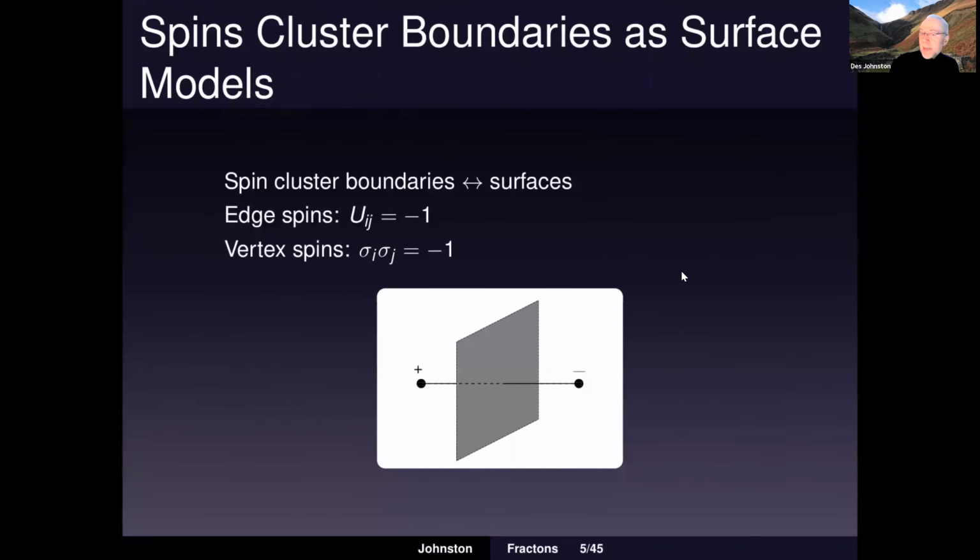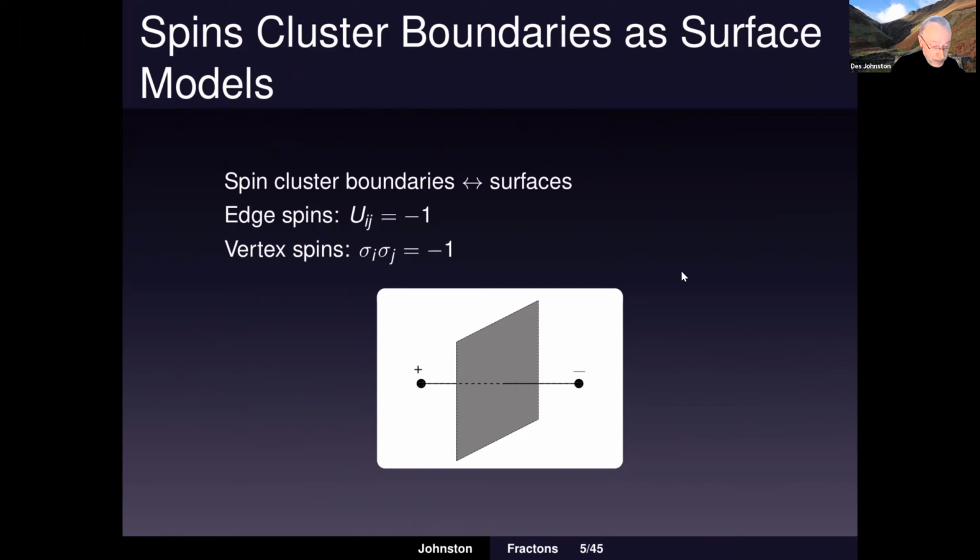Before I do that, let me say a little bit about why this model was formulated in the first place. It's got a curious history. Originally, it actually came out of string theory. Savvidy and Wegner were interested in formulating models for surfaces on cubic lattices, where you thought of the surfaces as being spin cluster boundaries.